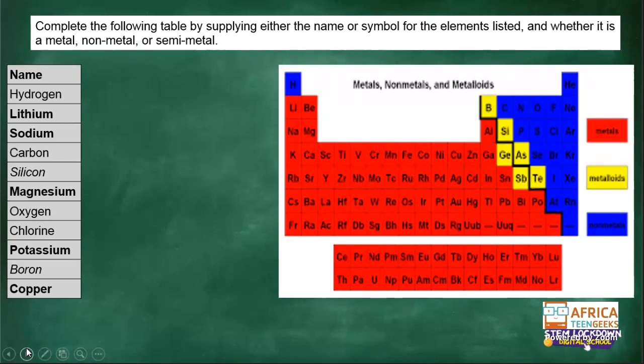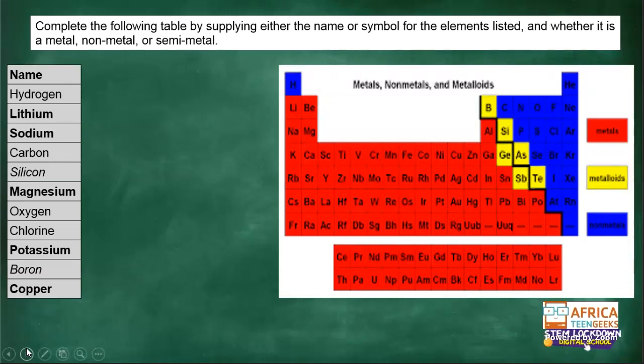The symbol for oxygen? O, capital letter. Well done, Hawaii. And is that a metal or a non-metal? Well done, it's a non-metal. Well done, Lucidi. Okay, and chlorine, is that a metal or a non-metal? Chlorine is Cl. Well done, Hawaii. Yes, it is a non-metal.